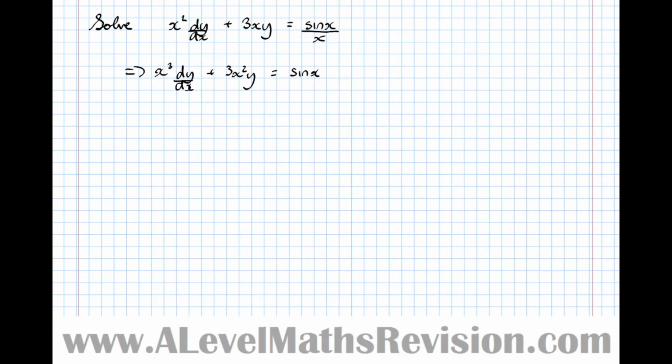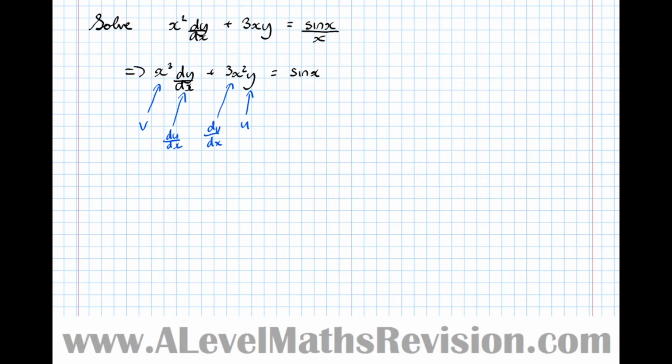And now notice that the left hand side is of the form of a product rule, because y, if we let that equal u, if we differentiate to get du by dx, that gives dy by dx. That must mean that this is v. If we differentiate v, we definitely get 3x squared. X cubed differentiated is 3x squared. So now we can integrate both sides.